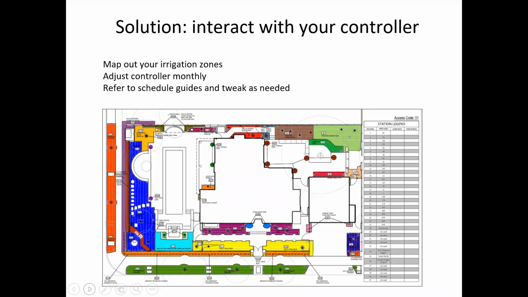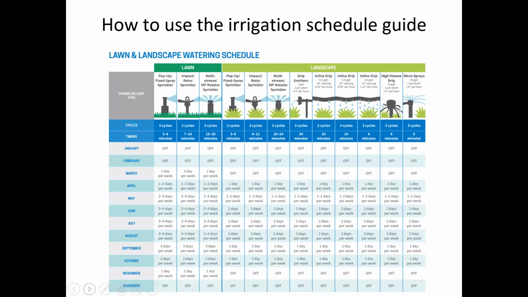And one solution, if you really like your hands-on controller, you like being able to interact with it and check it, I would say, is mapping out your irrigation zones as you're doing your audit so you understand which zone goes to which area. And also using the gallons per minute reads that you found from your meter auditing to have all that in a list so that you know what to look for when you're walking around. And then adjusting that controller monthly by referring to the watering guide that we'll be sending out, and tweaking it as needed.